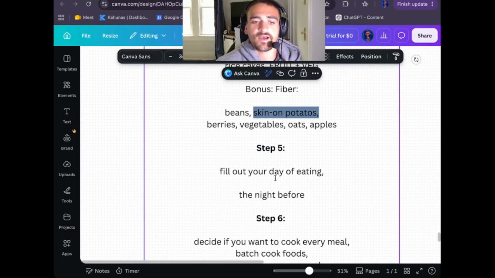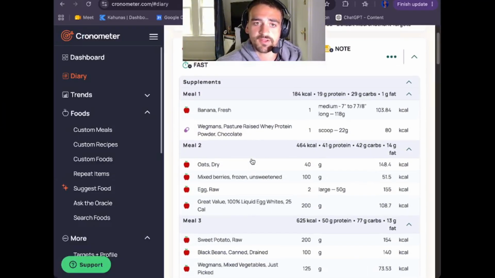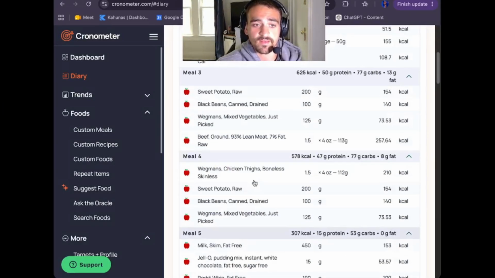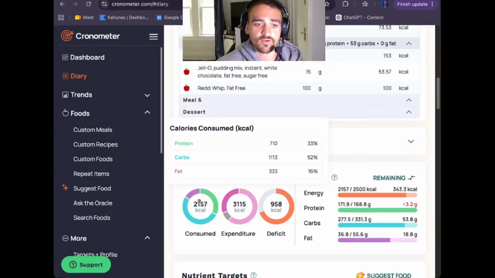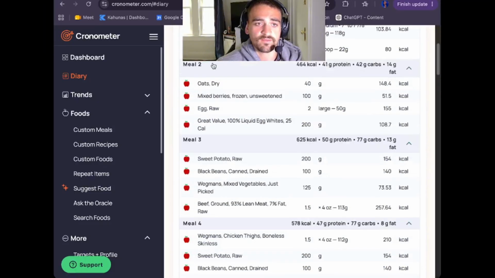Okay, step five is to fill out your day of eating the night before. So the night before you start your diet, you go into your calorie logging app and you fill out exactly what you're going to eat the next day. So this is what an example diet of 2,200-ish calories can look like, right?